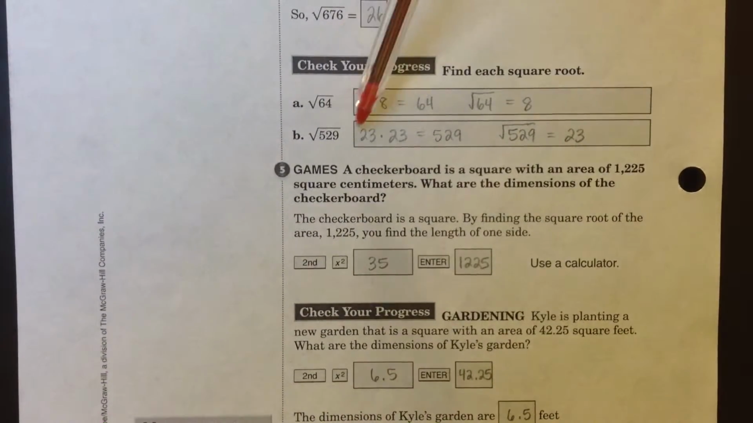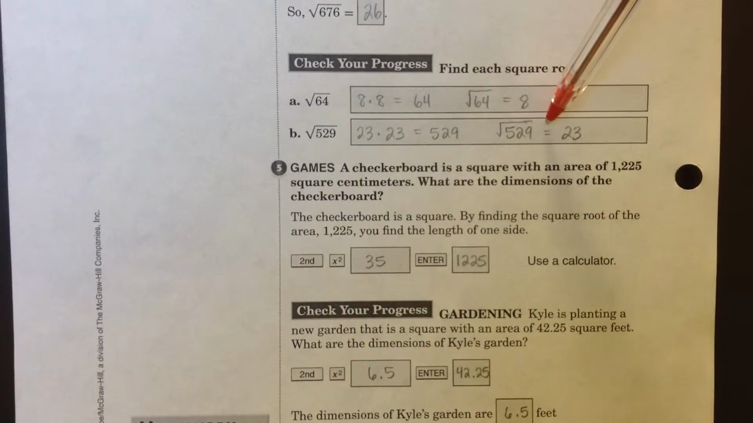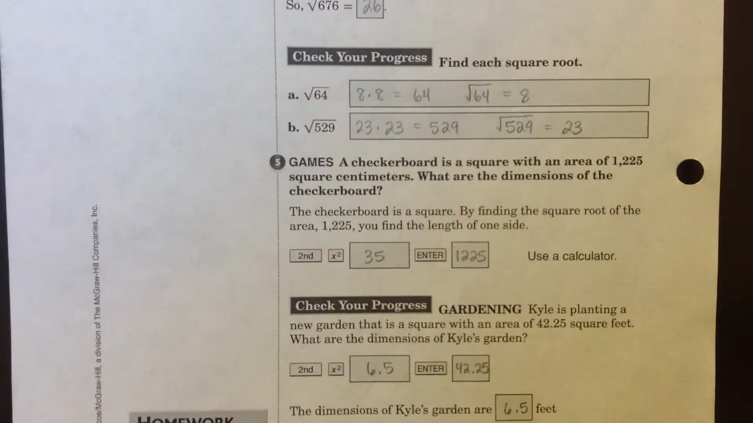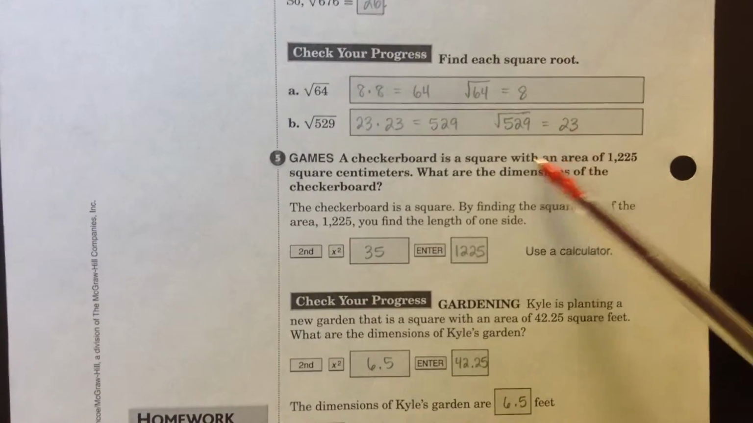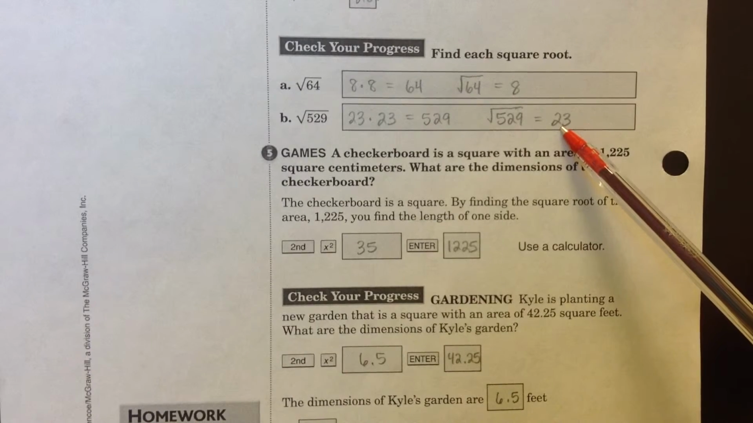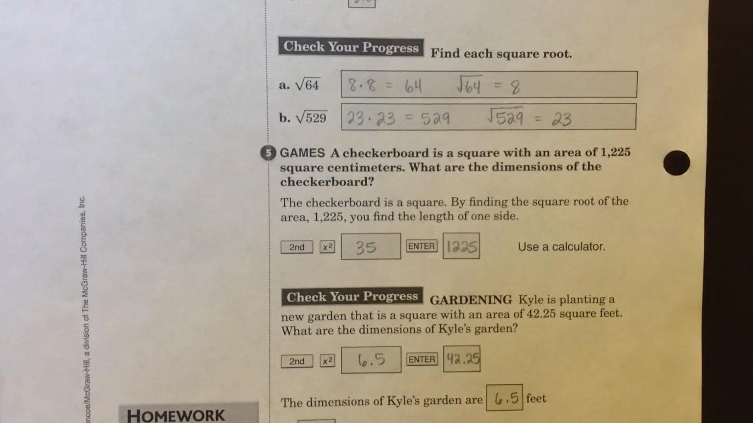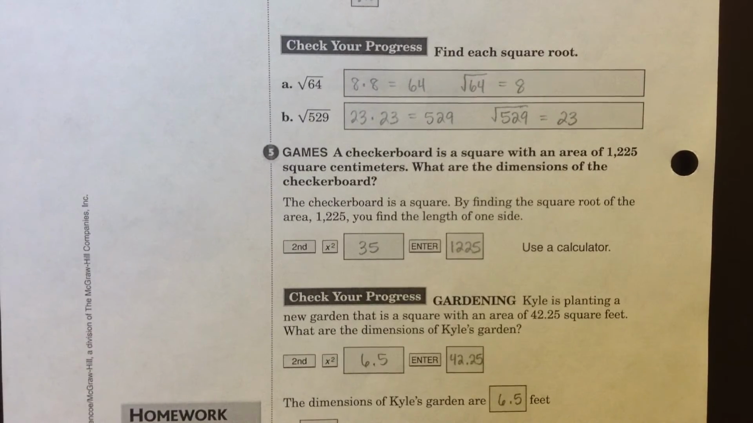Same thing on B. 23 times 23 is 529, and you know that the square root of 529 is 23. This number times this number equals this number. So you have to times this number by itself to get a number under the radical sign. And that is about squares and square roots.